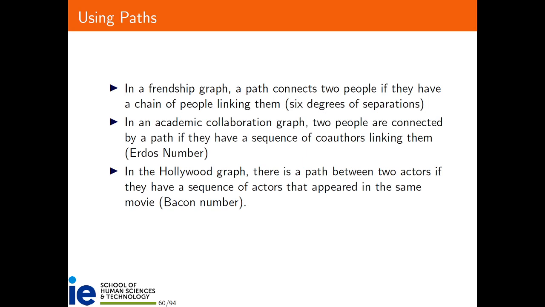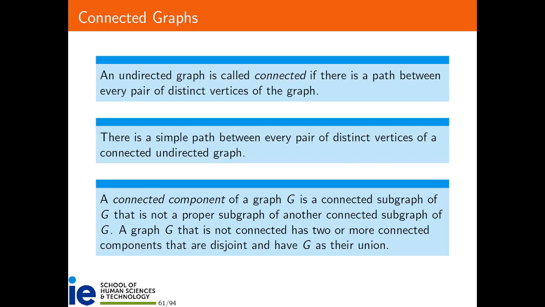Here in the slide you have also some other famous numbers that can be associated with paths of graphs, that you may look up on Wikipedia if you are interested. Now, having defined paths, it allows us to define what a connected graph is. An undirected graph is called connected if there is a path between every pair of distinct vertices of the graph.